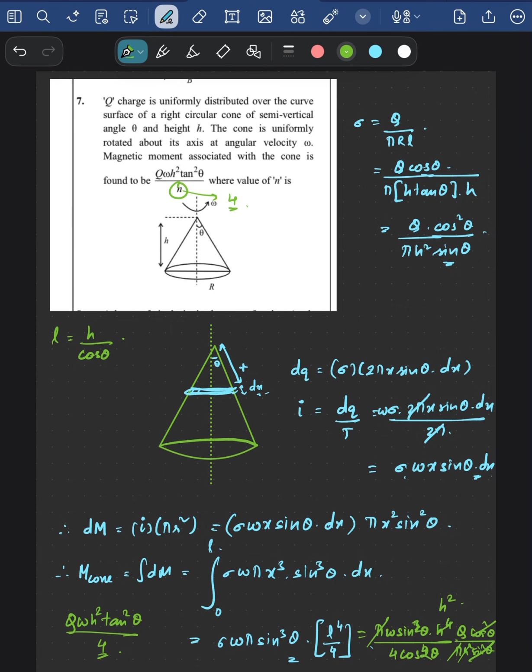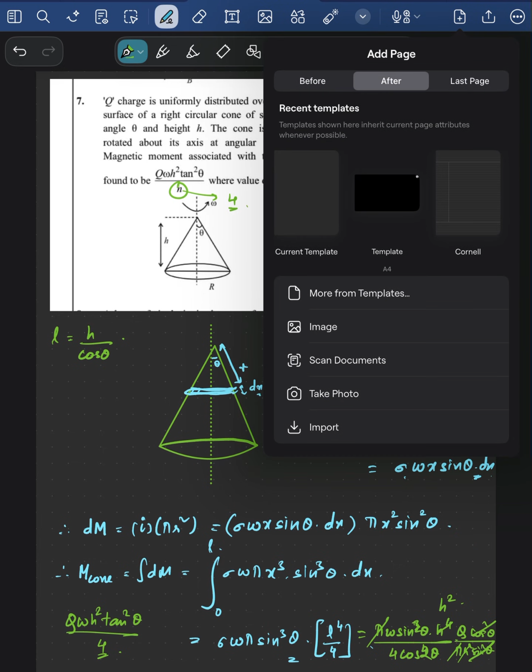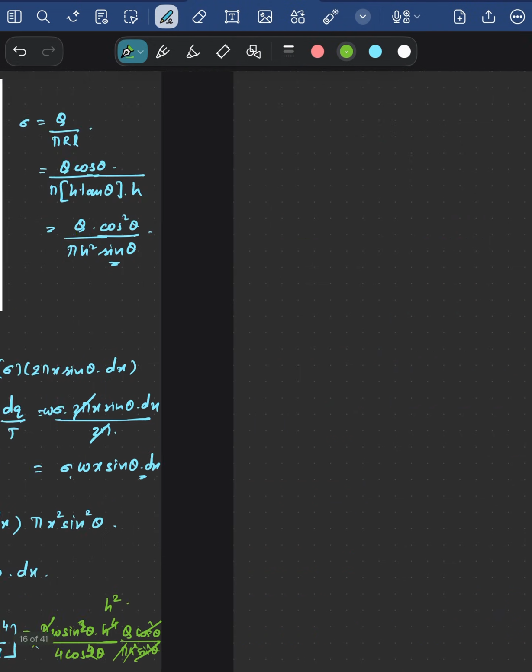So this is one way of solving this question, and this is actually a slightly lengthier way of solving this question. The easier way of solving this question will basically be making use of the gyromagnetic ratio. In all these kind of questions where you have a rotating charge, you can say m bar by L bar is equal to Q by 2m. So here your m bar, your magnetic moment of the cone, will basically become equal to Q by 2m into angular momentum of the cone.